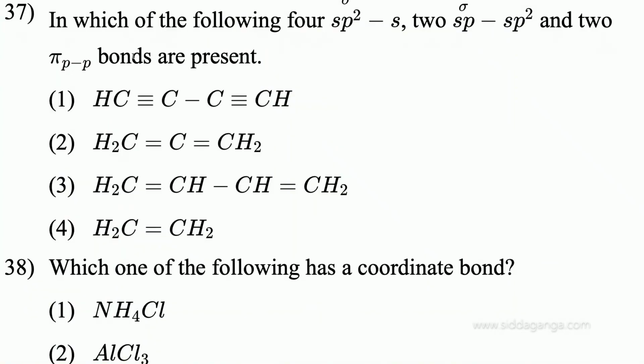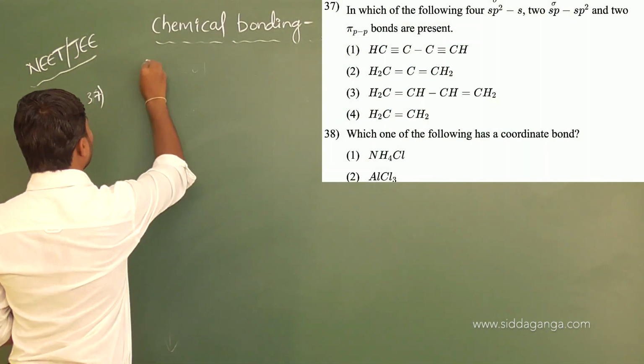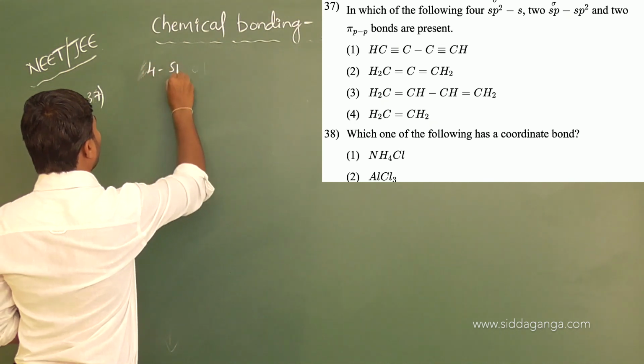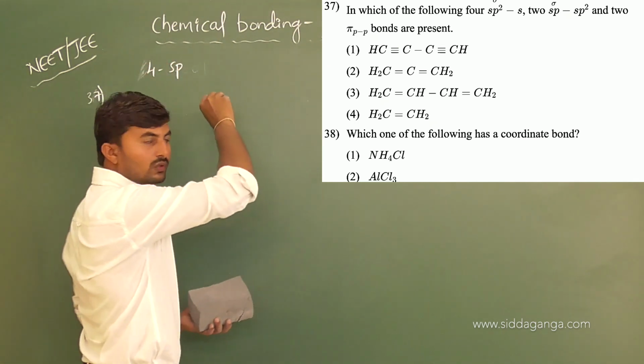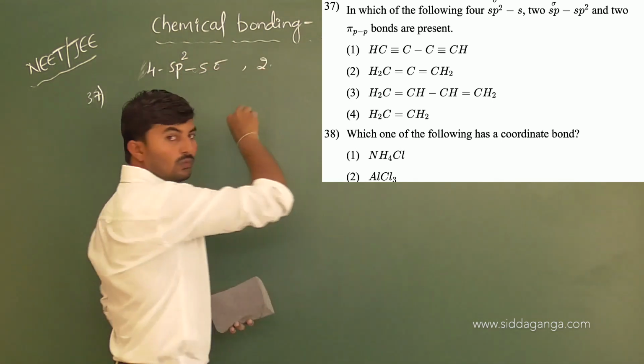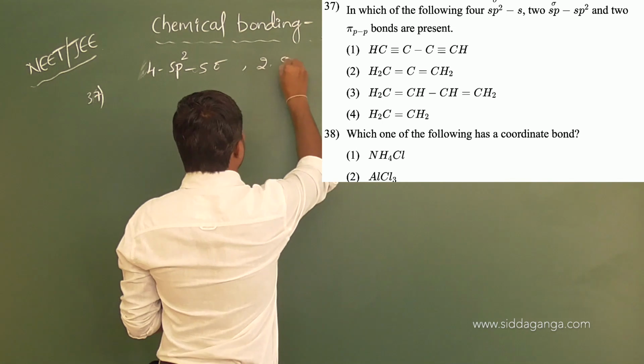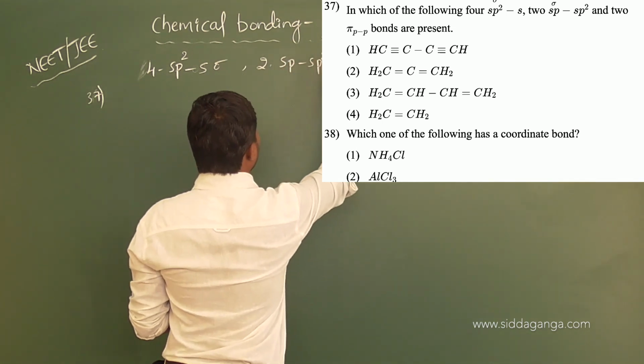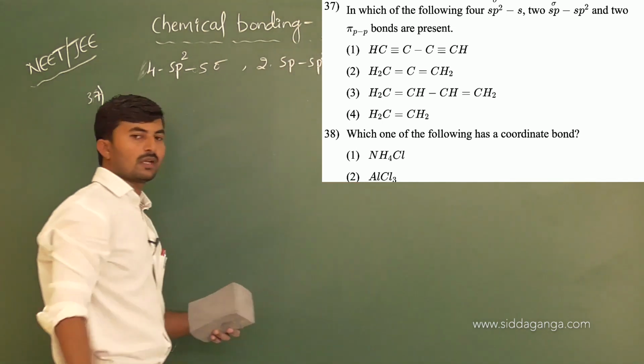So which is the next question here? In which of the following are 4 sp2-s sigma bonds, 2 sp2 sigma bonds and 2 pi bonds present? That is what they have asked.